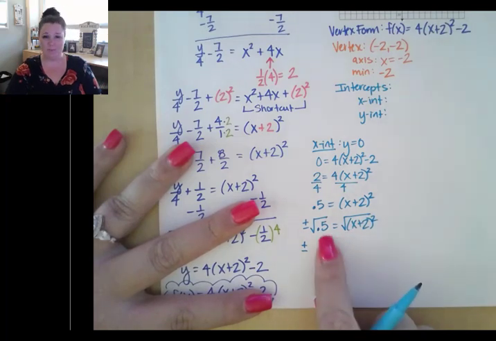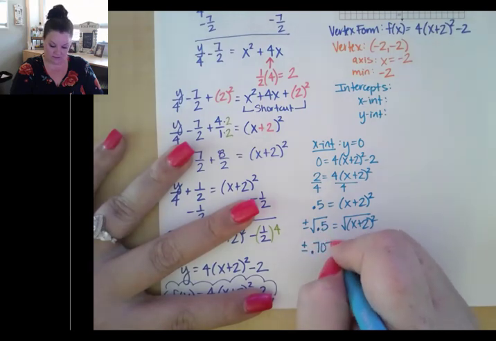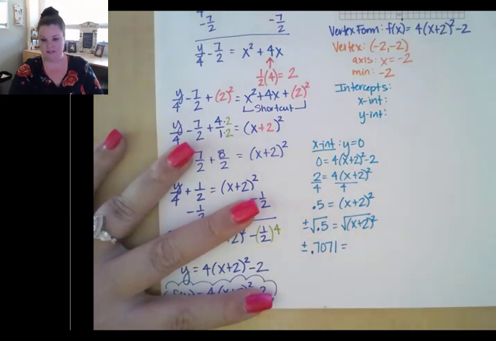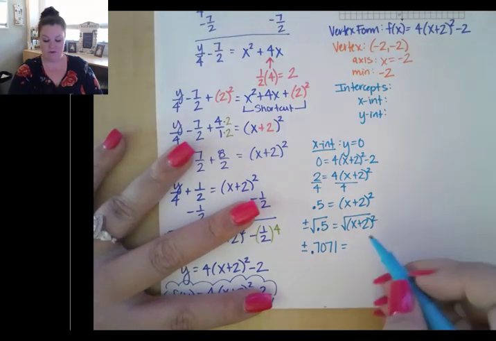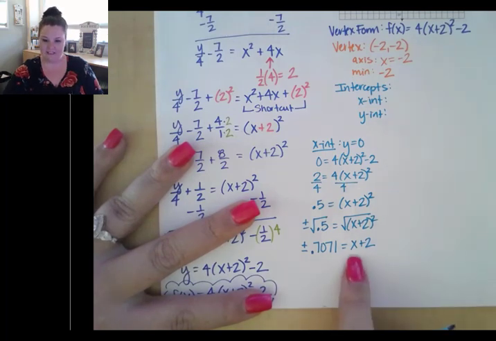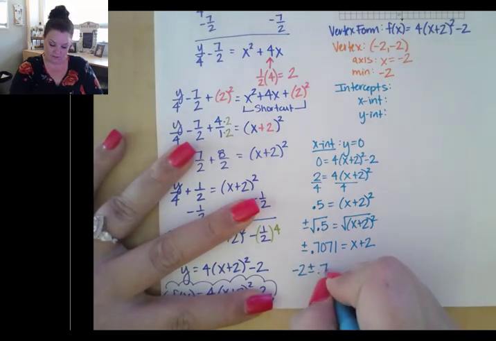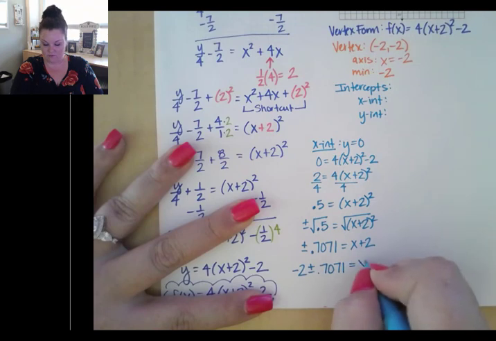Now the square root of 0.5 doesn't come out pretty. It's like 0.7071. Something like that, and it probably keeps going and going. I'm just going to write 4 decimals. And then here my square and my square root cancel. And the last thing I need to do to solve for x is move that 2 over. And since it's being added, I'm going to subtract it. So I get -2 plus or minus 0.7071 equals x.